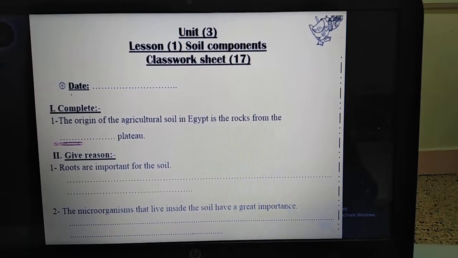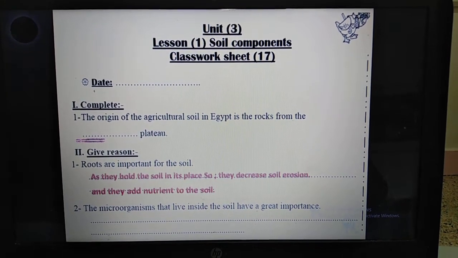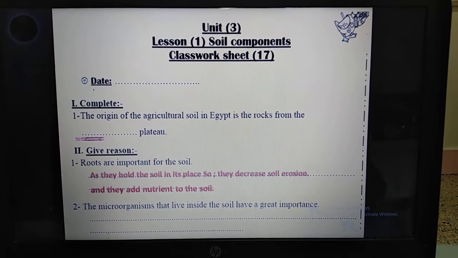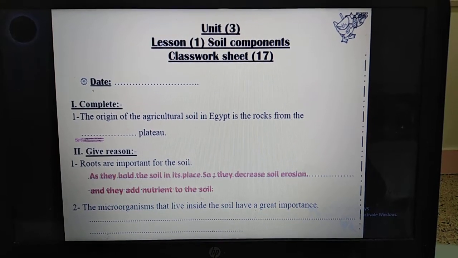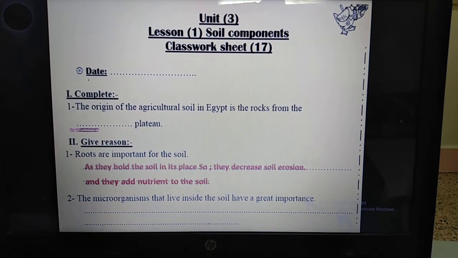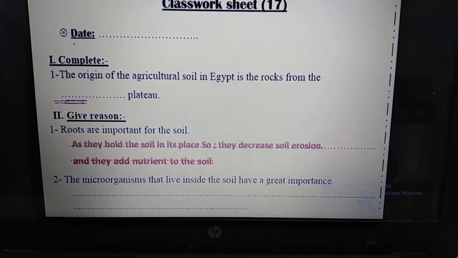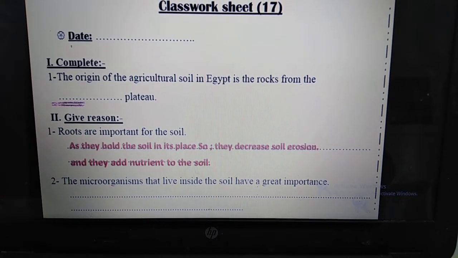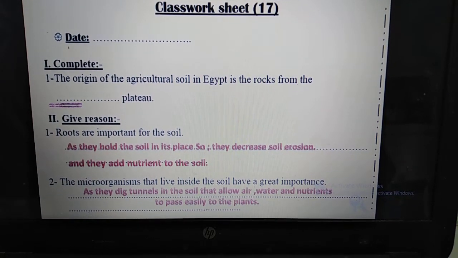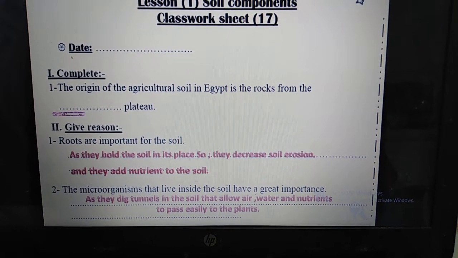Roots are important for the soil. What is the importance of the roots for the soil? As they hold the soil in its place, they decrease soil erosion. Number 2, when they die, they form humus and add nutrients to the soil. Question 2, give reason. Organisms that live inside the soil have a great importance. What is the importance of the living organisms which live in the soil, as we said? As they dig tunnels in the soil that allow air, water, and nutrients to pass easily to the plants.